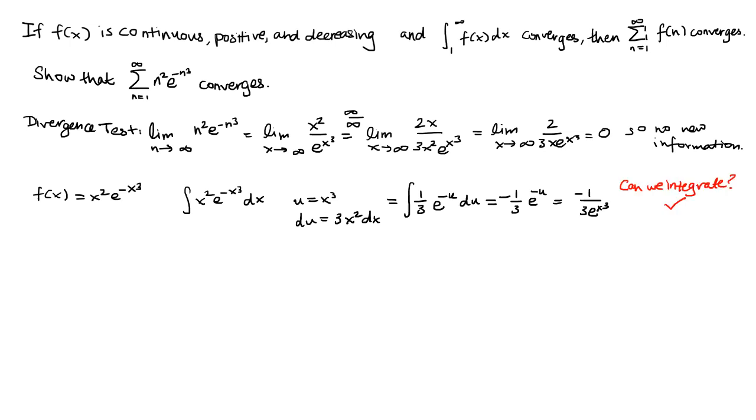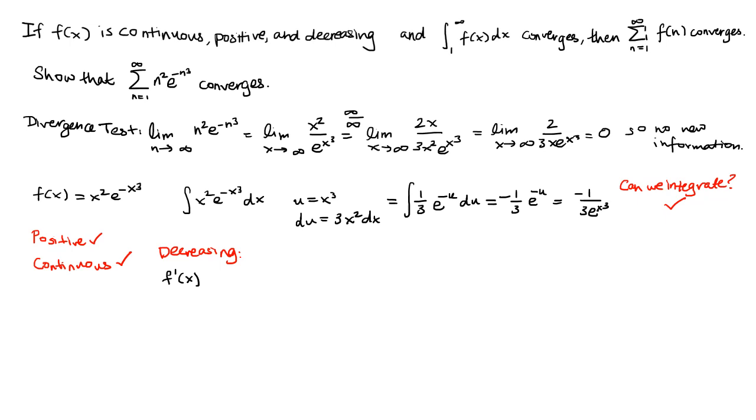All right, the other things that we need to check are, is it positive? Just looking at it, we can see as long as our x values are greater than 0, then it is going to be positive. Is it continuous? Absolutely. It's a product of continuous functions. And then finally, is it decreasing? And here I think we should check the derivative of this function. If the derivative is negative, then that tells us that we're decreasing.